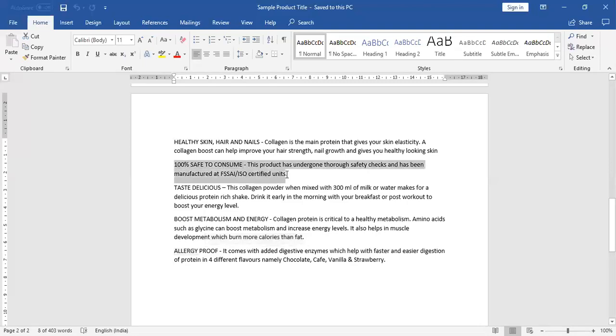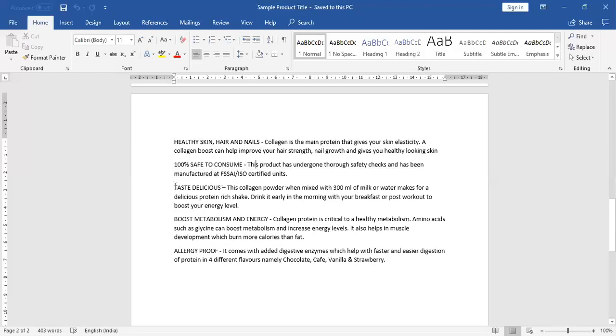The people might think whether it is approved or not, whether they will have any side effect, whether this has been certified and tested. So we will have this as 100% safe to consume. This product has undergone thorough safety checks and has been manufactured at FSSAI or ISO certified units. If we have these certifications, we can mention it, or whatever certification you have, you can give it here.